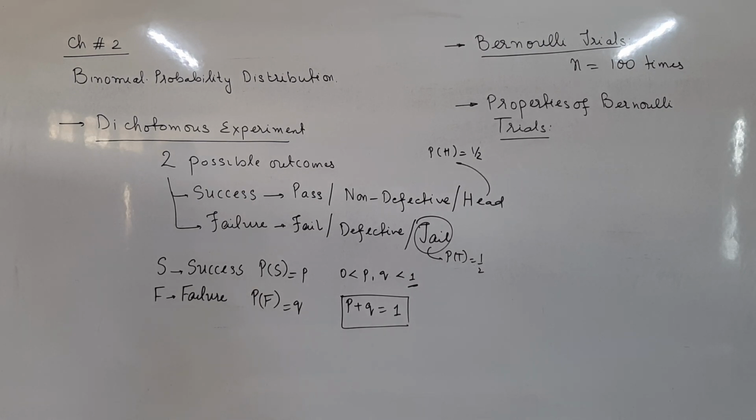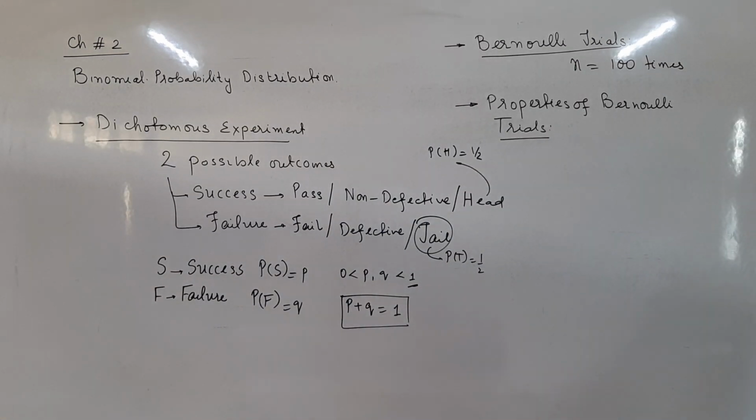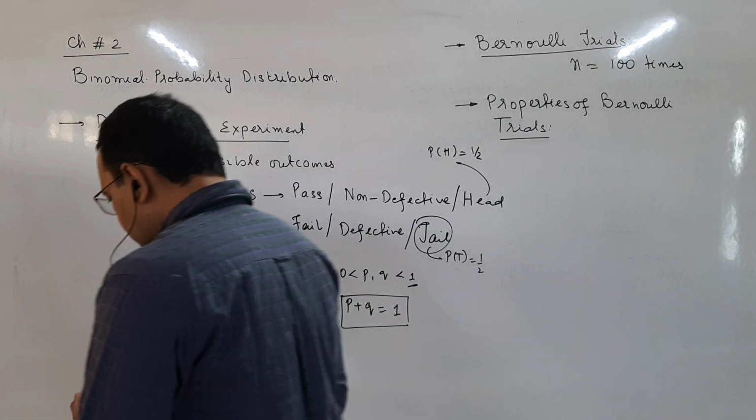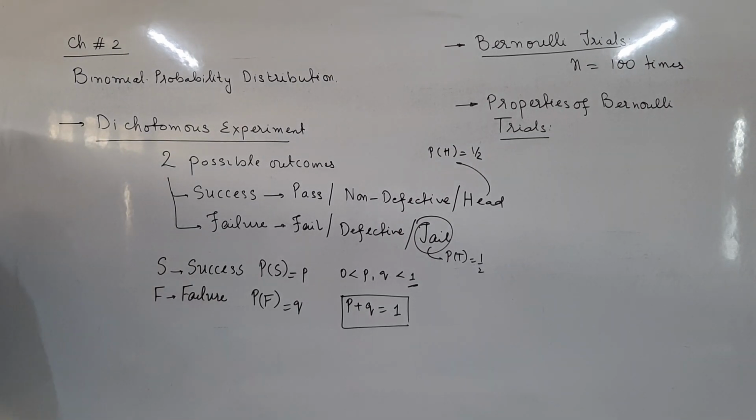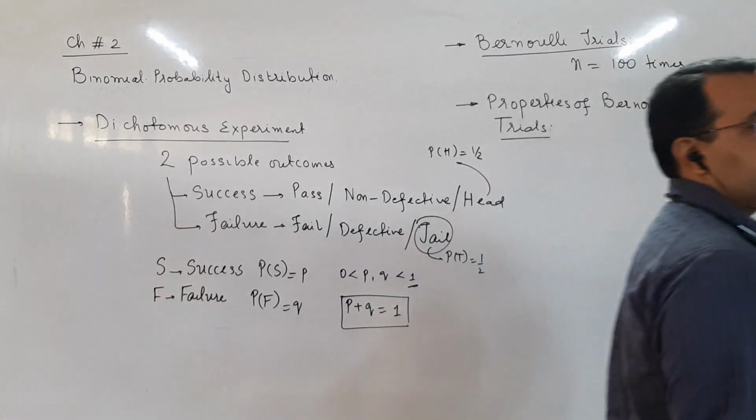Then what are the properties of Bernoulli trials? The first and foremost property, students: the probability of getting a success at each Bernoulli trial remains same. You toss a coin for 100 times. In each of the 100 trials, the probability of getting a head, which we have called success, is always constant. That is P is equal to 1 by 2. Then Bernoulli trials are mutually independent. That is, in each succeeding trial, the probability of getting a success or failure is independent of any number of previous trials.